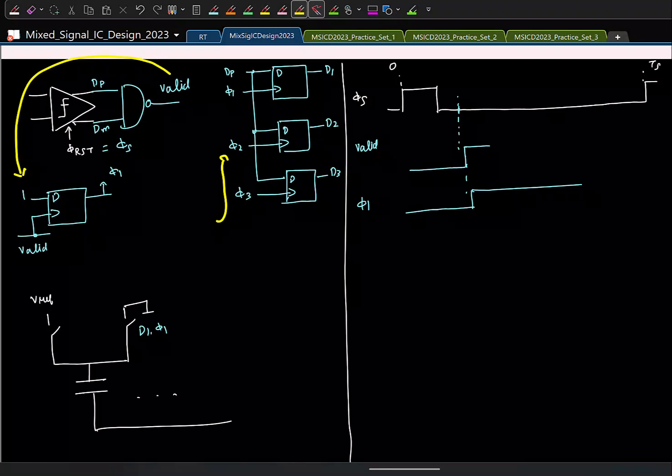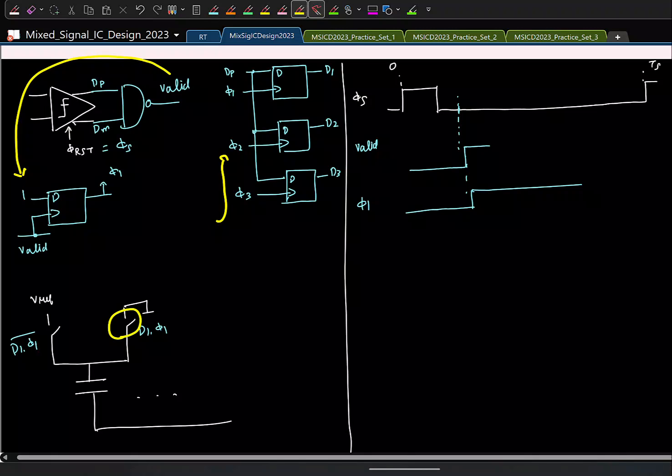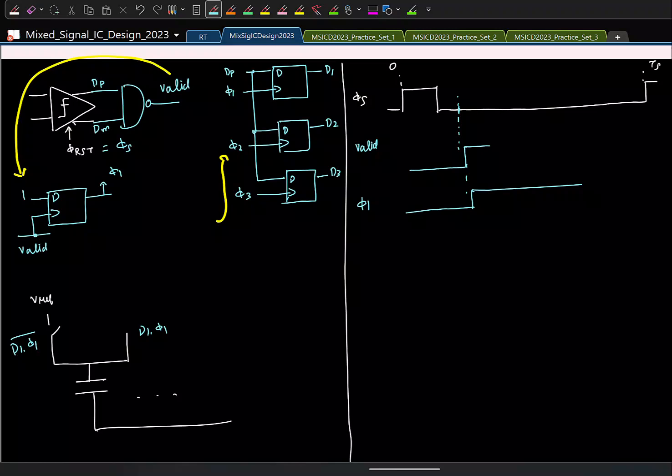So what will be the control for this guy? When it is not connected to ground, we have to connect it to Vref. So what should be the control? Bar of that. So what kind of switch can I use for this? I mean, you can get this by AND, but I'm asking what switch I'll use for this switch. NMOS switch. So let's replace everything, and the gate will be given D1 phi 1.